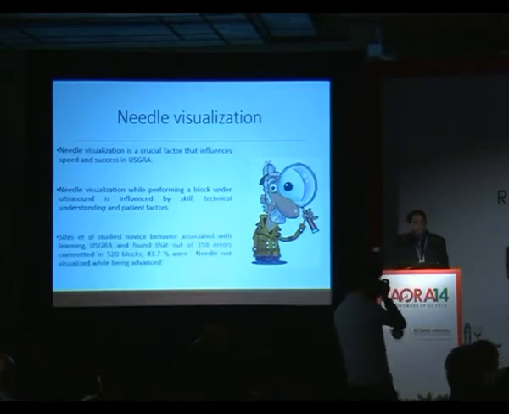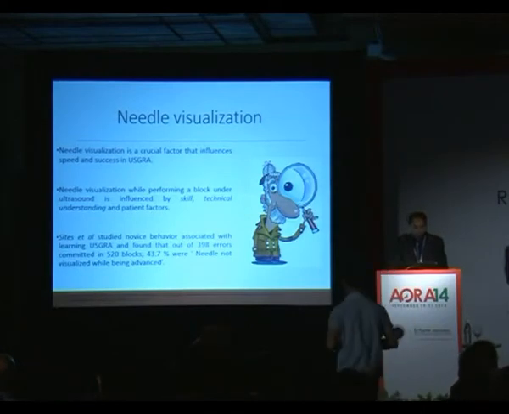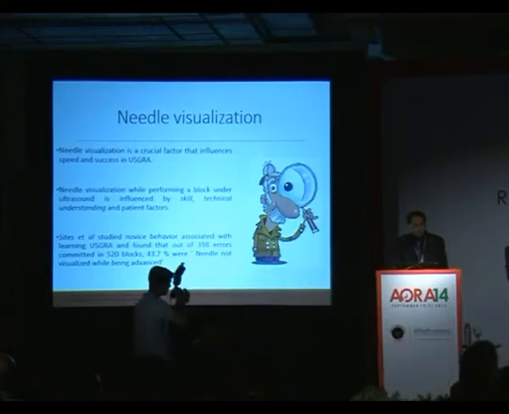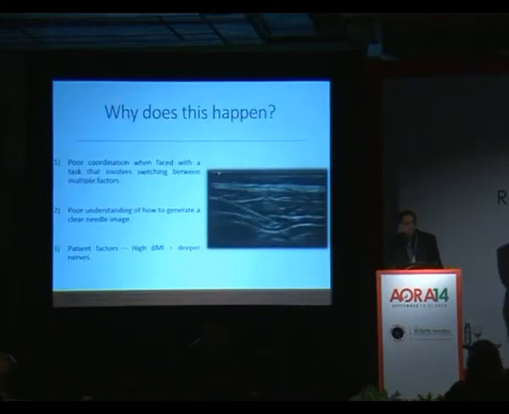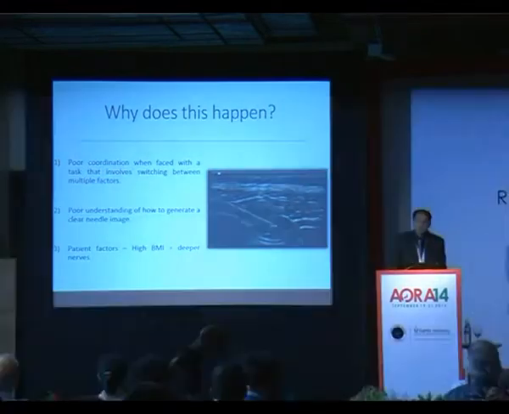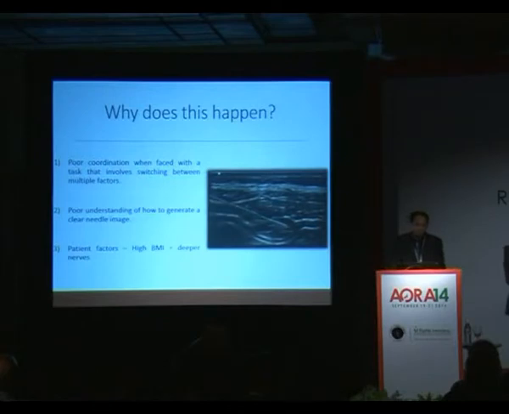So Brian Seitz studied novice behavior associated with learning ultrasound guided blocks, and of 520 blocks, 43.7% of the errors were based on the needle not being visualized while being advanced. So why does this happen? It's usually we're trying to do a lot of things at the same time: look at the nerve, angle things up, inject the drug, align the needle. So some of us don't coordinate this very well. Some of us don't really understand the basics of how you can image the needle to get a good view.